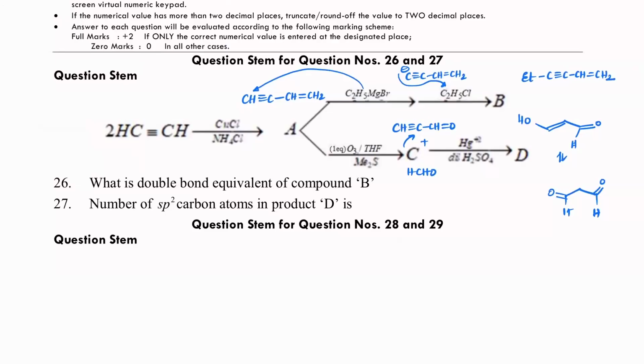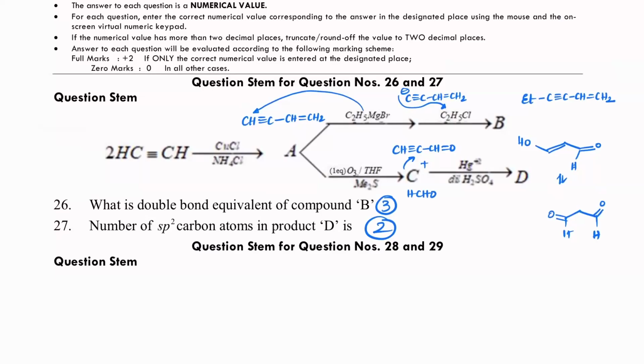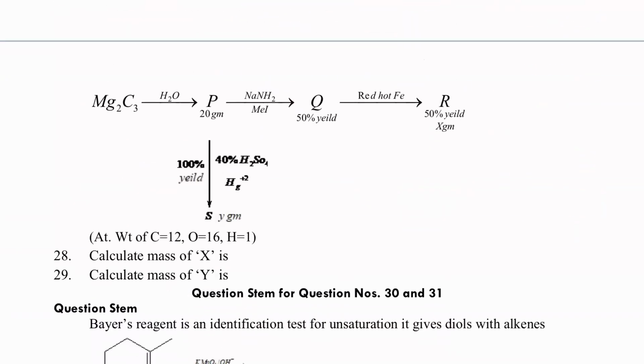So what is the double bond equivalent of B? 2 plus 1, 3. So the answer is 3. Second, sp2 carbon atoms in product D. How many sp2 carbons are there? 2 sp2 carbons are there. That's it. Check. All good? See the next question.